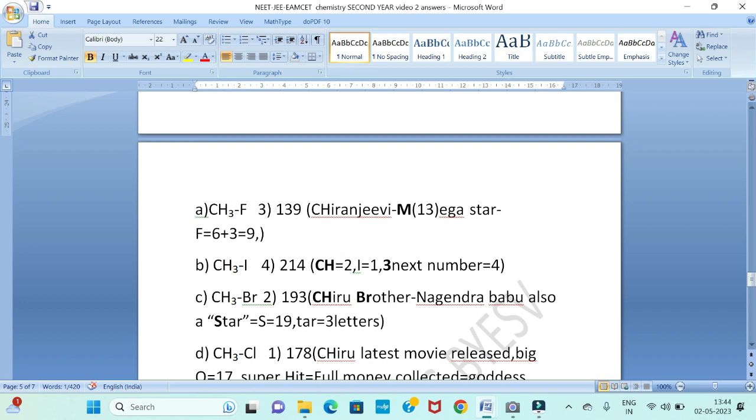CH is Chiranjeevi the megastar, M is 13. This female actress is F3, 6 plus 3 is 9. 139, like that. CH are 2 letters and I is 1 letter, so CH is 2 and I looks like 1. After 3, 4 will come. Next 2, 1, 4. Like that you can remember.